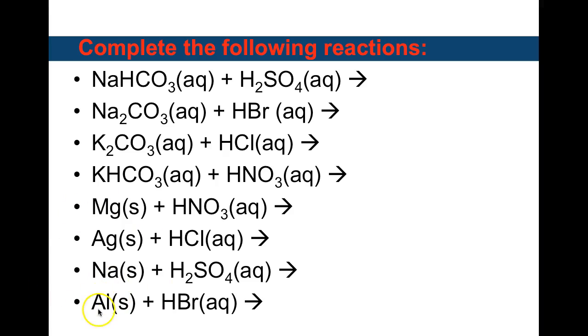Let's see here, AlBr3 plus H2, right? So you need like a 6 here, so you'll get 2 AlBr3, okay? So 2Al plus 6HBr gives you 2AlBr3 and 3H2, okay?